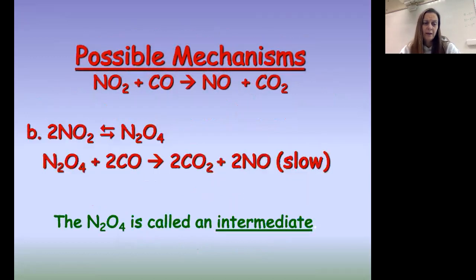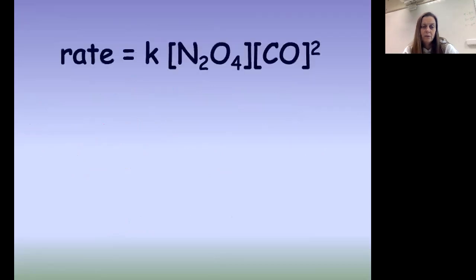Okay, we have another possible mechanism. We have the idea that nitrogen dioxide could dimerize to give us dinitrogen tetroxide. That could then react with carbon monoxide to give us carbon dioxide and nitrogen monoxide. And we would be producing this intermediate of the dinitrogen tetroxide. So what would the rate law for this look like? Well, now we've got an intermediate, so we're going to have to do a little bit of extra work here. So we're first going to write that slow step rate, and that's K times the concentration of dinitrogen tetroxide times carbon monoxide squared.